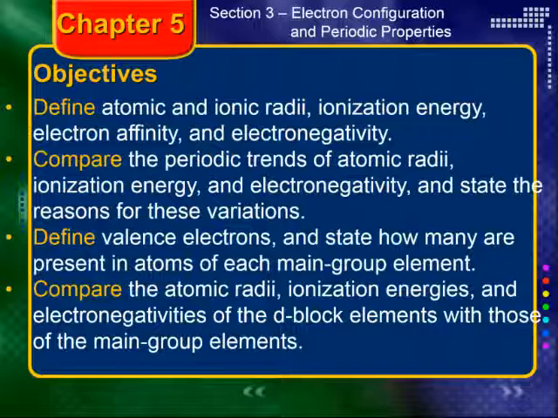And then, lastly, we're going to compare the atomic radius, ionization energies, and electronegativities of the D block elements with those from main group elements. So we'll be looking at our periodic and group trends for these 5 different ideas: atomic radius, ionic radius, ionization energy, electron affinity, and electronegativity. And we're really going to be looking at the main groups. Okay, we're going to focus specifically on the main groups. And then at the end, we'll start taking a peek at the D block elements.